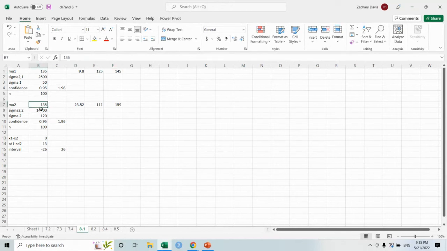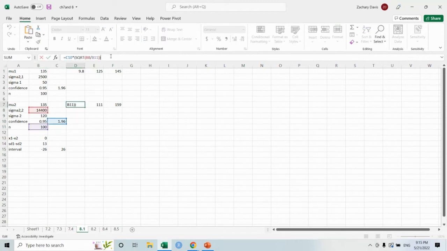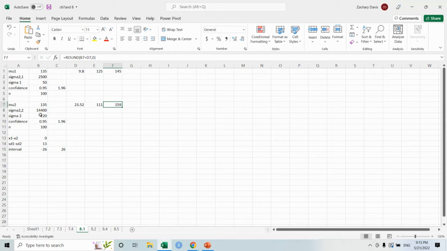So we had a mean of 135 again, but this time our variance was a lot bigger. So we had a variance of 14,400. To get the standard deviation, we take the square root. We're interested in a 95% confidence interval, so we know that 1.96 is the critical value that we need, and a sample size of 100. So we calculate out our confidence, and then we get our confidence interval here. We can see, because the variance was so much bigger in the second population, that our confidence interval is wider in the second sample than it is in the first sample.